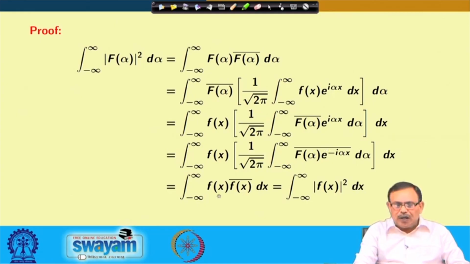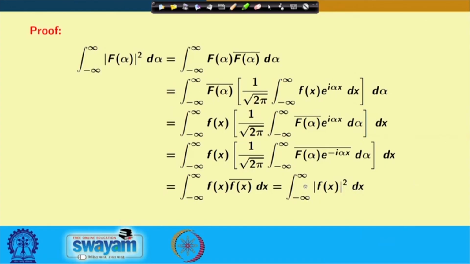This integral is nothing but the inverse Fourier transform of f(x) bar. So, that you can write it as f(x) into f(x) bar dx, and this f(x) into f(x) bar is nothing but mod of f(x) whole square. So, that we complete the proof as the integral from minus infinity to infinity of mod of f(x) whole square dx equals the integral from minus infinity to infinity of modulus of capital F(alpha) whole square d alpha, where capital F(alpha) is nothing but the Fourier transform of f(x).